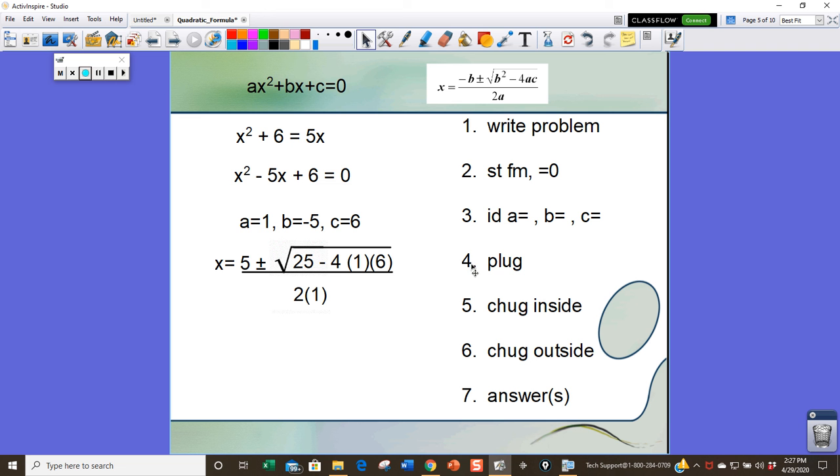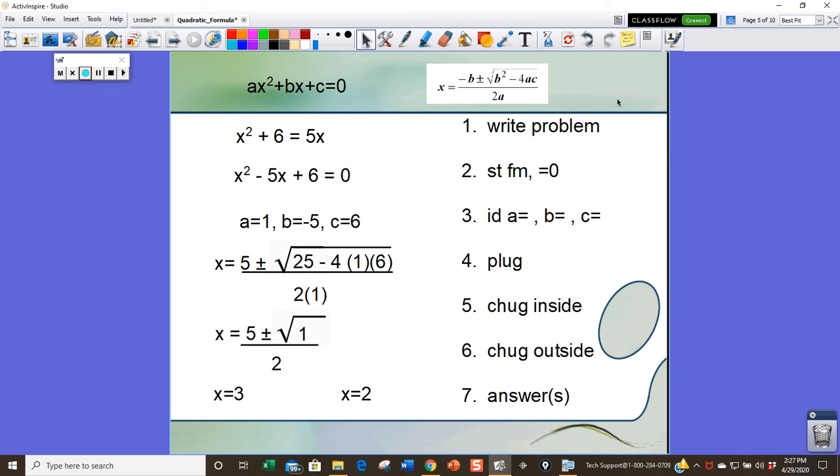So that's my plug. Now, we've already practiced this, so you already know what to do. First of all, you're going to chug the inside. If I chug this inside, I get 1. Now we're going to pick up our calculator and chug the outside. So you're going to type in 5 plus the square root of 1, enter, divided by 2, and then 5 minus the square root of 1, enter, divided by 2. And your two answers would be 3 and 2. Now, because my answers came out nice integers, I know that this problem was factorable. So I could have done it by factoring, right? Which just goes to show you that quadratic formula does work 100% of the time.